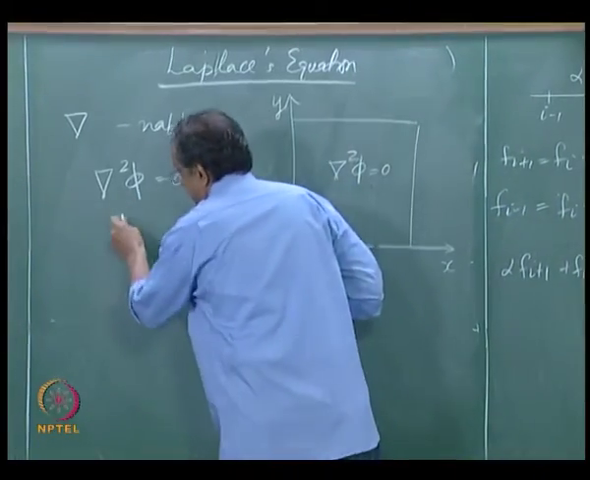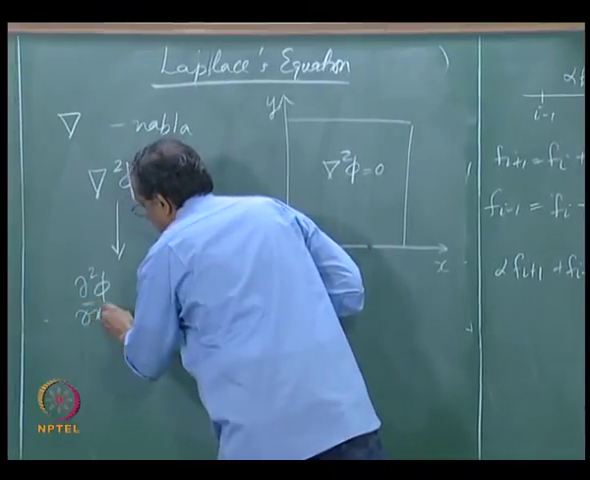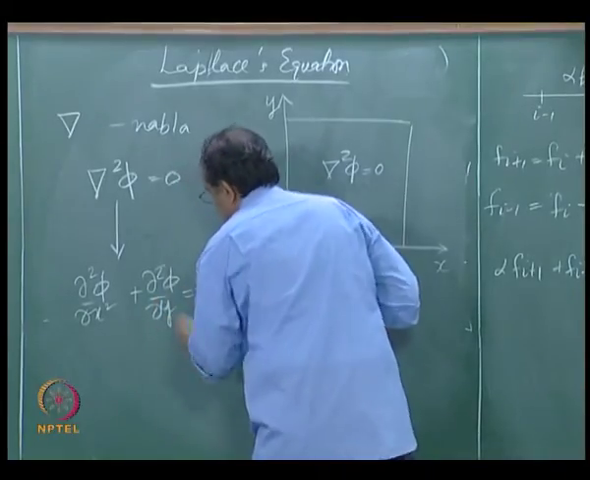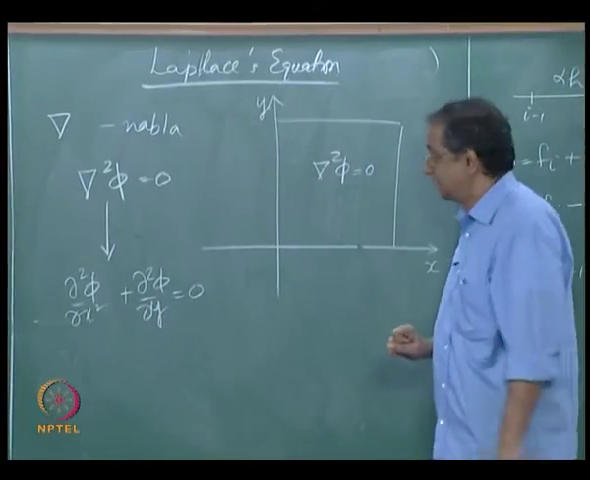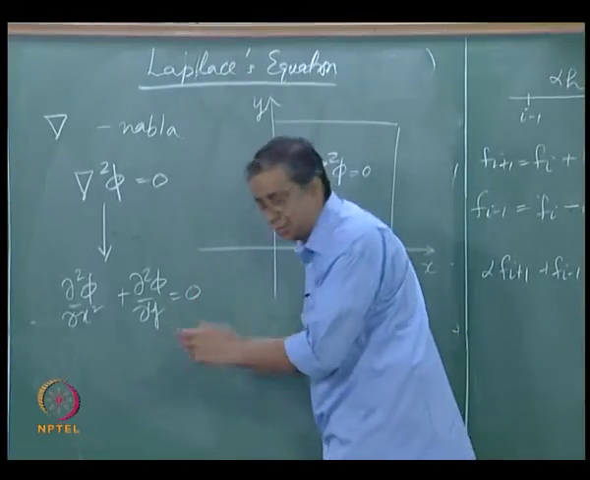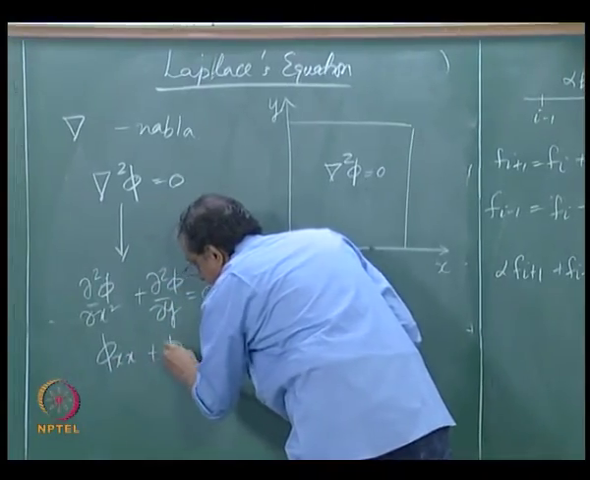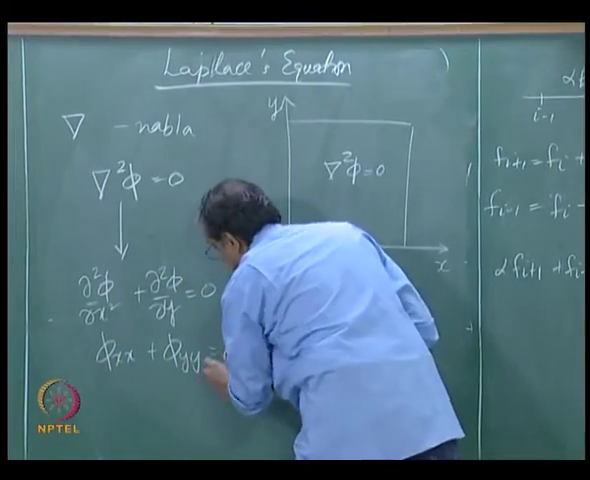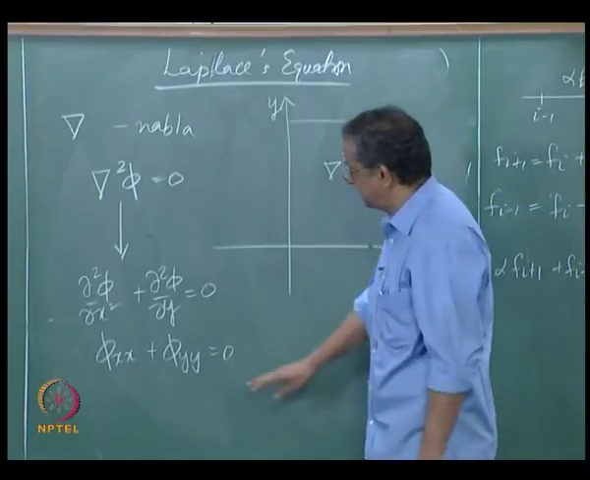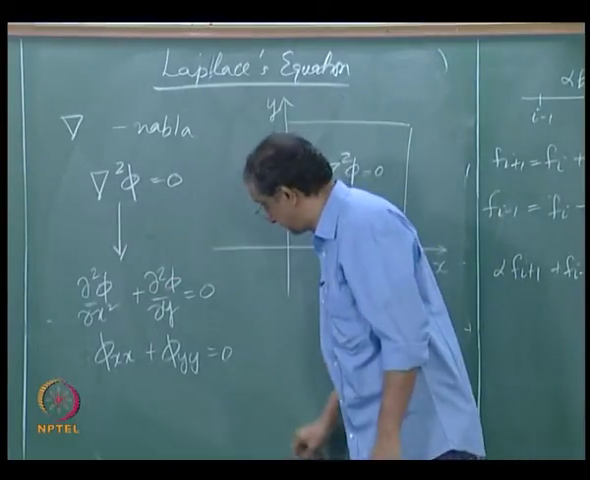So, we know that in 2 dimensions this would be dou squared phi dou x squared plus dou squared phi dou y squared equals 0. I will use an alternative notation, I may switch between them depending on convenience. If there is no confusion you may occasionally see me write that because it is a much more compact notation. Okay, both of them represent Laplace's equation in 2 dimensions, and this is an expansion of that nabla squared.